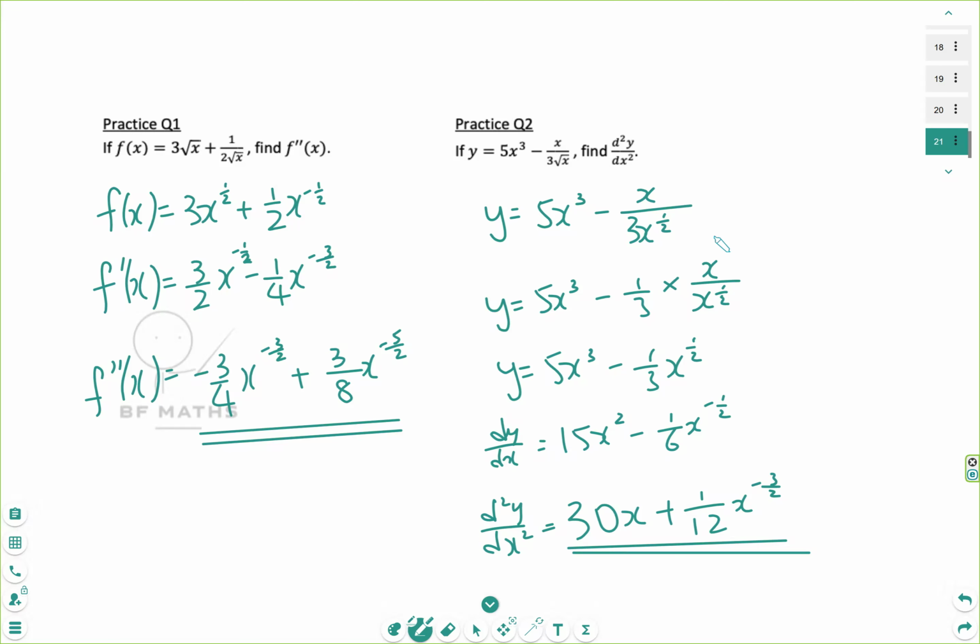Here's the answer for question 2. Again, the tricky part I think is the beginning part where you have to simplify the algebra a little bit. I wrote root x as x to the power of a half, and then I separated the coefficient. So it's a third as a coefficient, and then x over x to the power of a half. When you simplify, x to the power of 1 divided by x to the power of a half, you get x to the power of a half. And then you can differentiate. So a half minus 1 is minus a half. When you multiply, don't forget to change the sign.